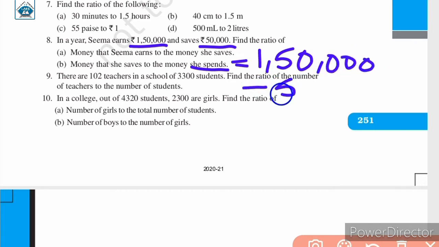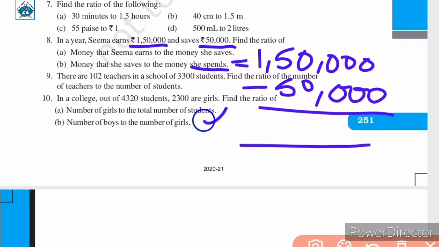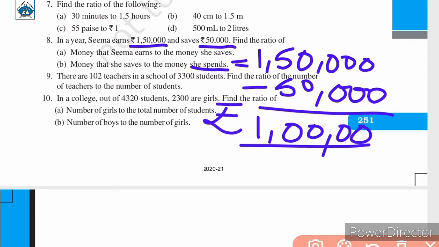That is, the money she spends will be equal to rupees 1,50,000 minus 50,000. 1,50,000 is how much she earns, and 50,000 is how much she saves. So money that Seema spends will be equal to money earned minus money saved. So that is equal to rupees 1,50,000 minus 50,000. So when we subtract this, we will get rupees 1 lakh. So that is the amount she spends. That is, money that Seema spends will be equal to rupees 1 lakh.